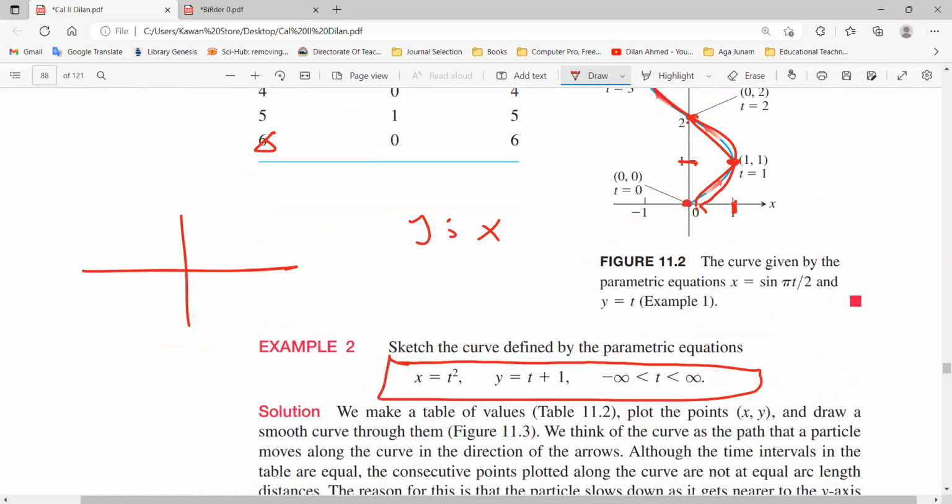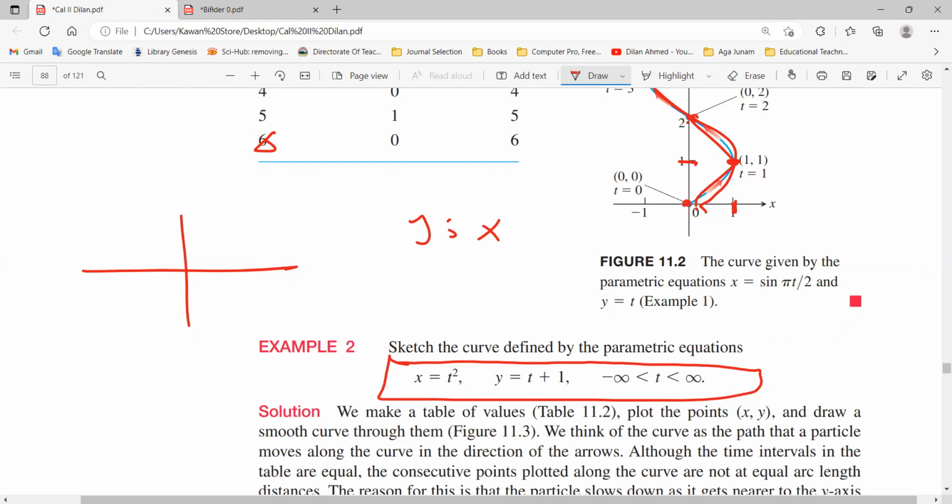So tell me about the second example. It's not a perfect way. t is in R, so we can take many points, but it's not possible to put 1, 2, 3 and -1, -2, -3. Maybe it will give you something, but not the whole picture. So how do we do it?